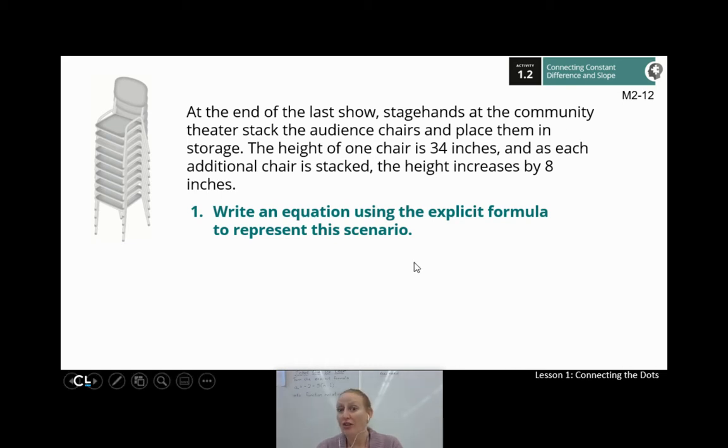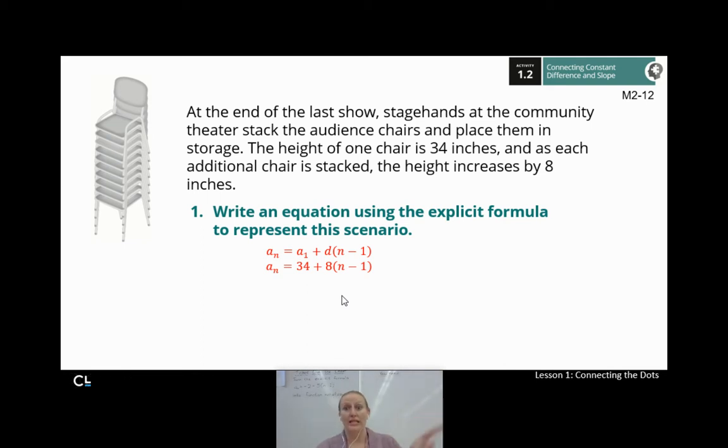So if you recall, the explicit formula for an arithmetic sequence was a sub n equals our first term plus our common difference times n minus 1. Well, in this case, that first chair, if there's just one chair there, it's going to be 34 inches tall. So I know my first term is 34, and then we keep adding 8 inches for each chair we put on. So it sounds like my common difference is 8. So here is my explicit formula: a sub n equals 34 plus 8 times n minus 1.